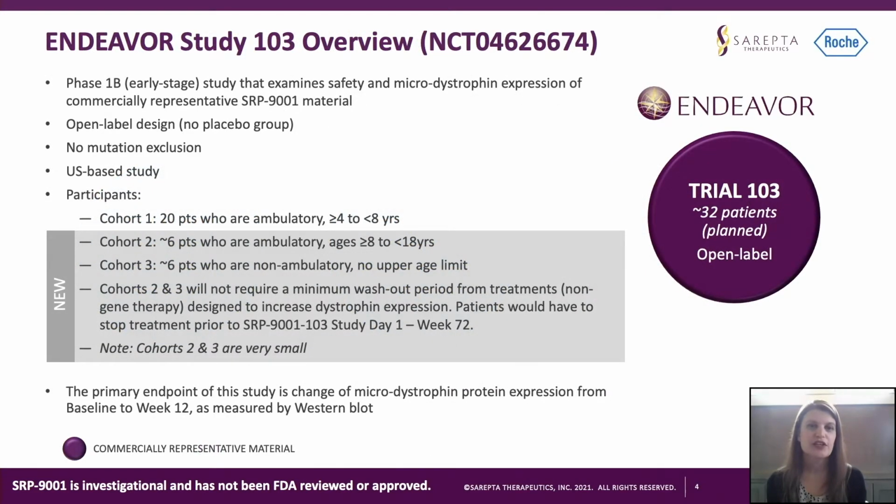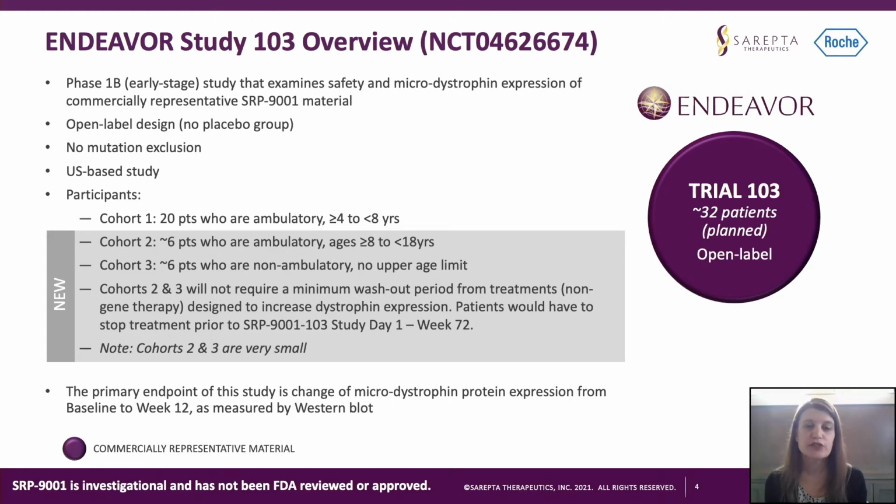Thank you. So this 103 study is called our Endeavor study. As I mentioned, this is an early stage phase 1b study that's really focused on examining safety and microdystrophin expression of our commercial processed material, or SRP-9001. It's open label, there's no placebo control group. There are no mutations excluded in this trial, and it's based in the United States.